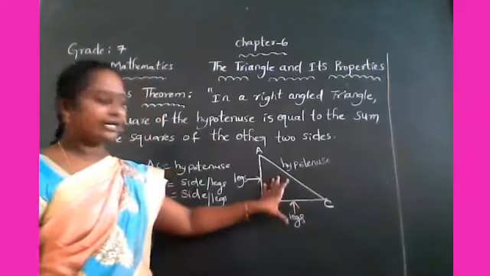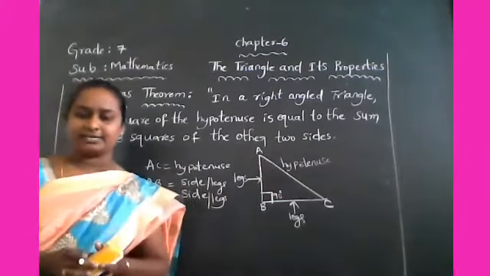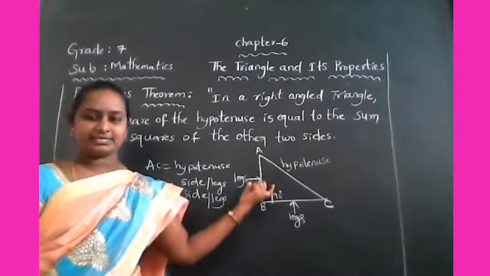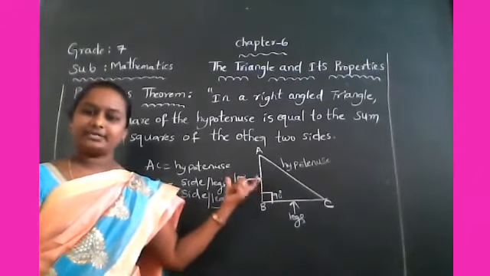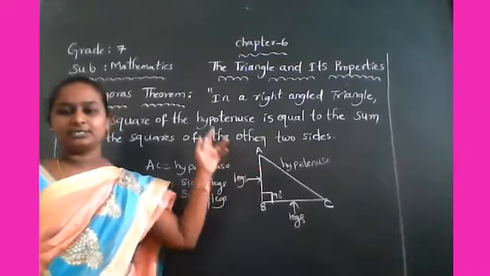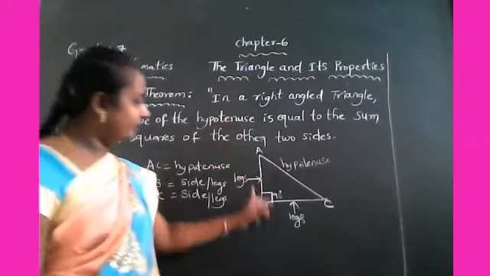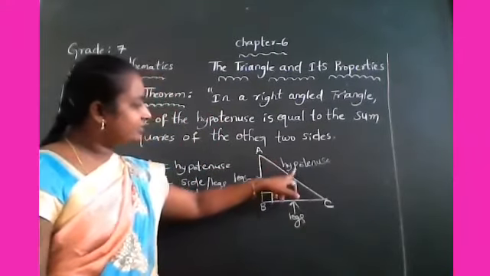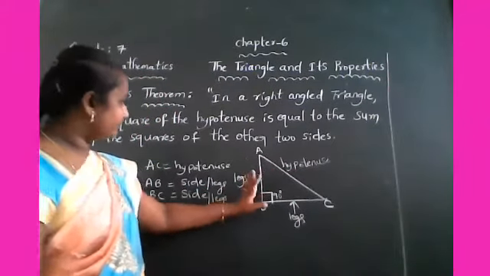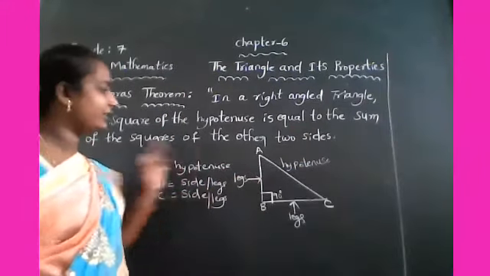So this theorem of the right angle triangle was discovered by Pythagoras. Who discovered Pythagoras theorem? Pythagoras. That's why we call it the Pythagoras theorem. So Pythagoras theorem states that in a right angled triangle, the square of the hypotenuse is equal to the sum of the squares of the other two sides.